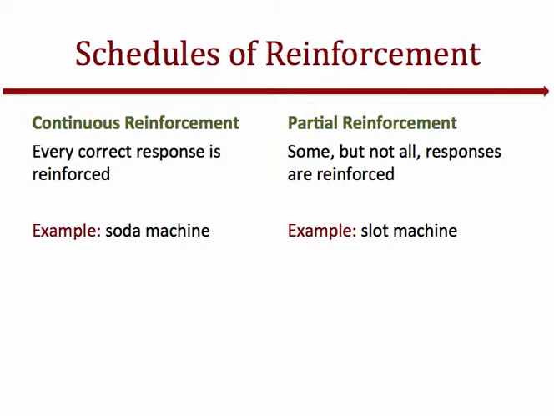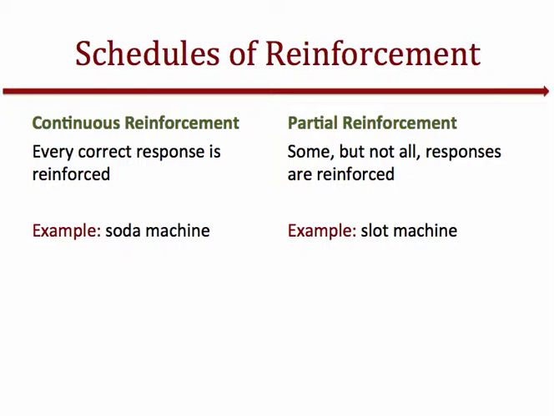Now, when it comes to reinforcement, there are different schedules of reinforcement, and the schedules of reinforcement really just refers to the rate or interval at which the reinforcers are provided. So in the case of continuous reinforcement, every response is reinforced. For example, most vending machines: you put money in, you should always get a soda or a candy bar out of the vending machine. That's continuous reinforcement. On the other hand, partial reinforcement is when some but not all responses are reinforced.